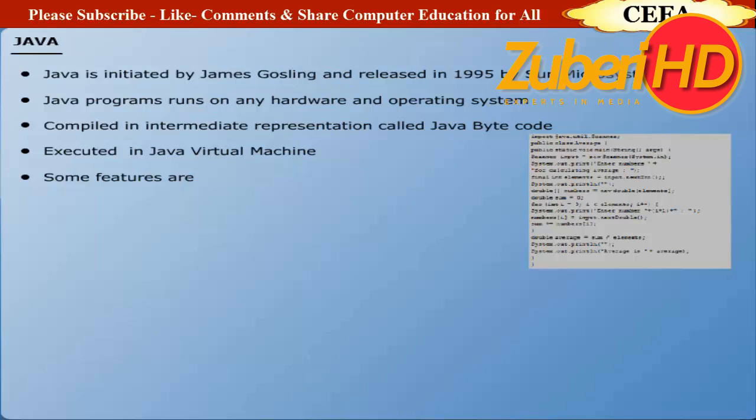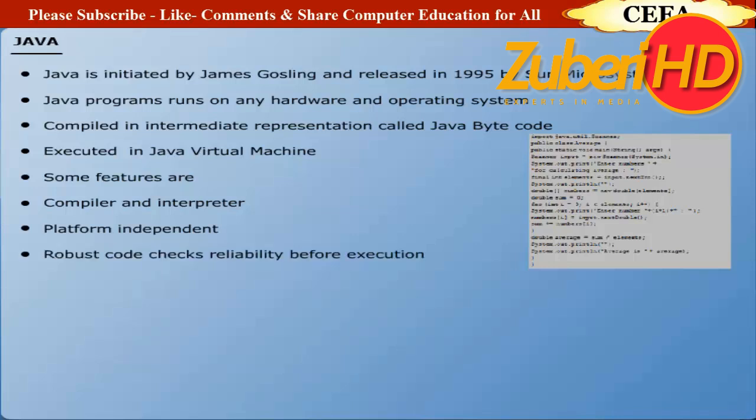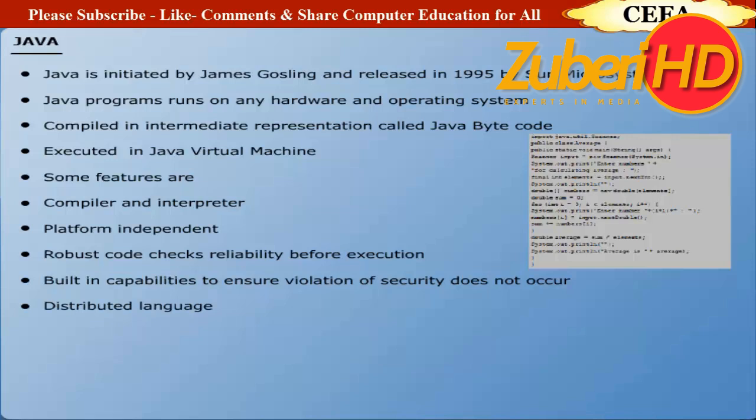Java language has both compiler and interpreter. It is platform independent. The code of Java is robust as it first checks the reliability of the code before execution. It has built-in capabilities to ensure that violations of security do not occur. Java is a distributed language because it supports network programming. It is capable of employing multi-threading techniques for program execution.